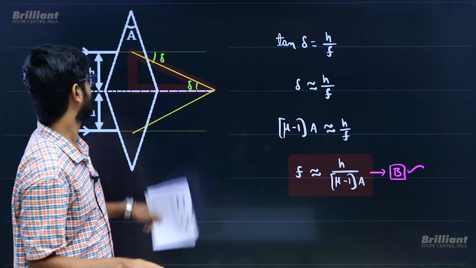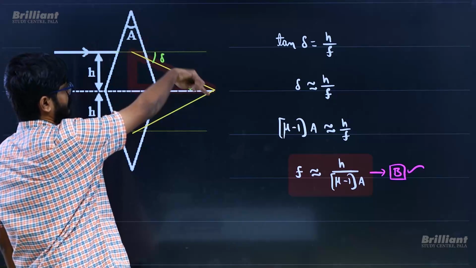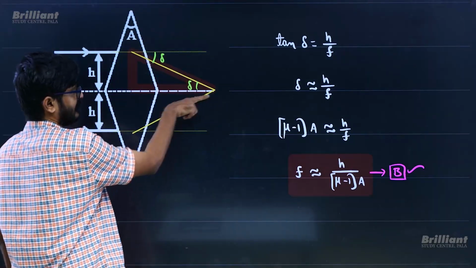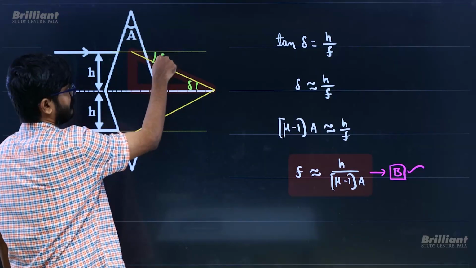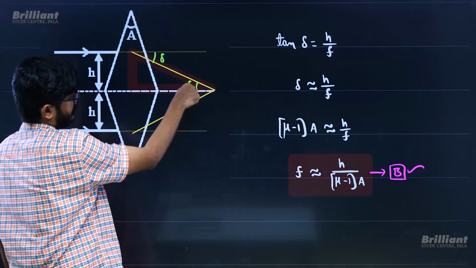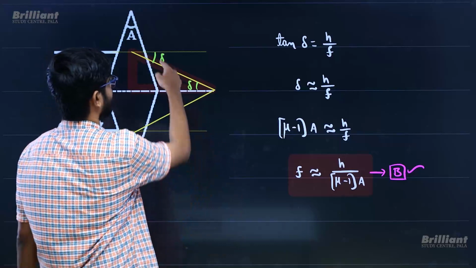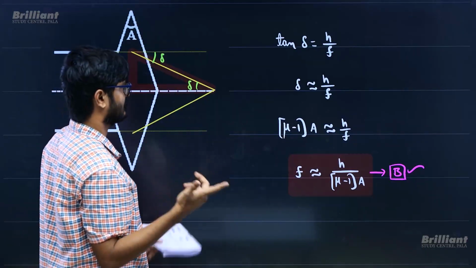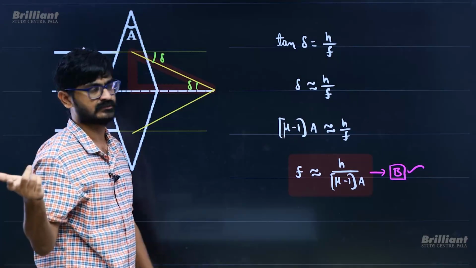So this ray which used to go like this will be deviating. This ray which used to go like this will also be deviating, and they will be meeting here. Now that deviation, let me call it delta. So if this is delta, this is also going to be delta. Now that delta is (mu minus 1) into A for small angled prisms when they hit at small angles.